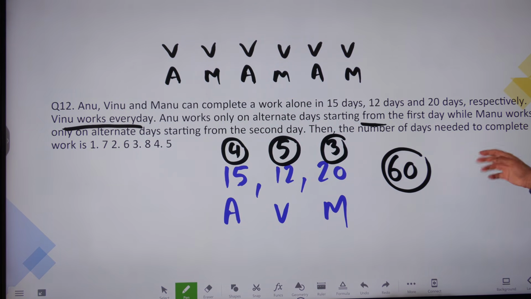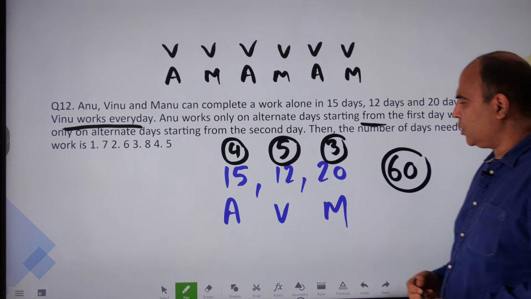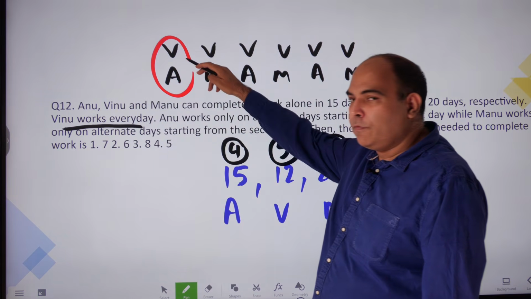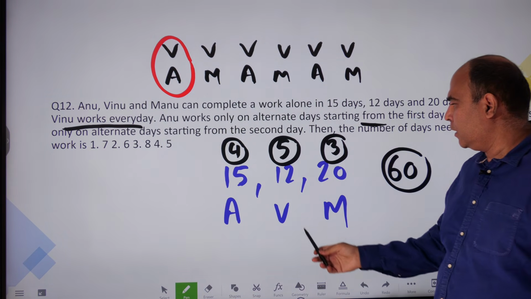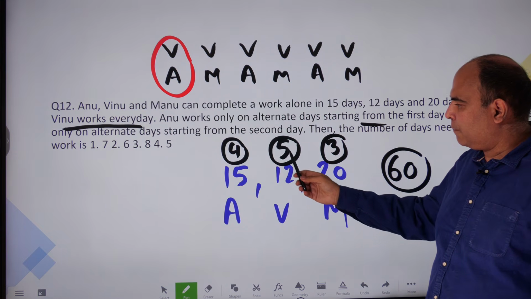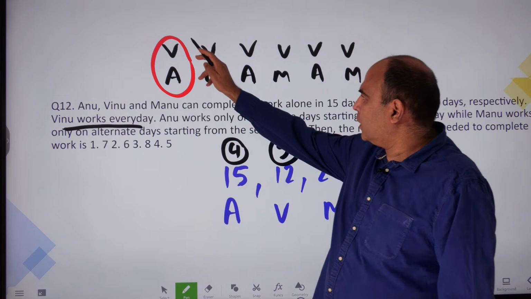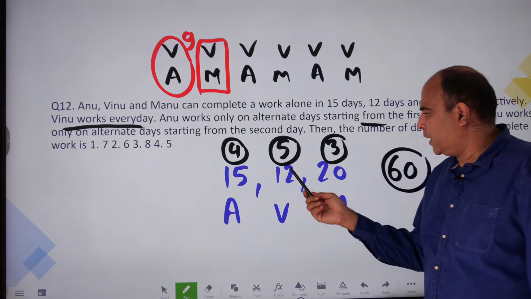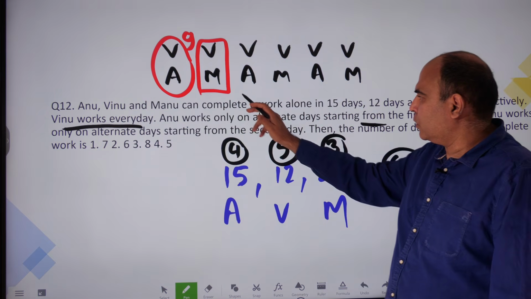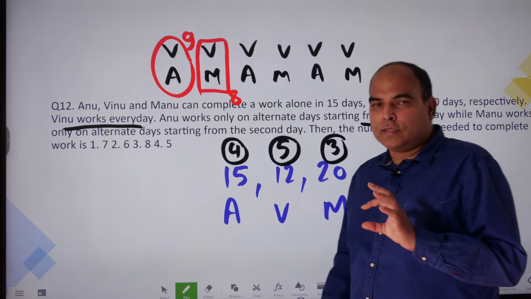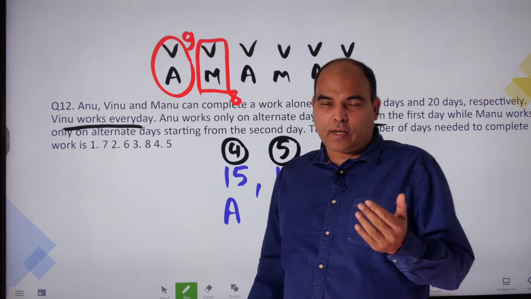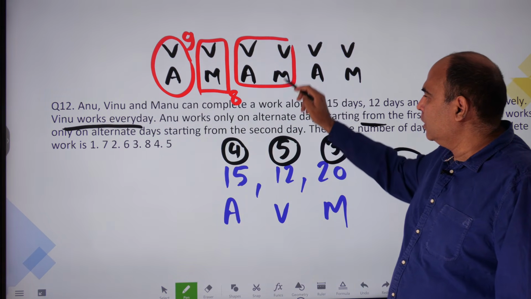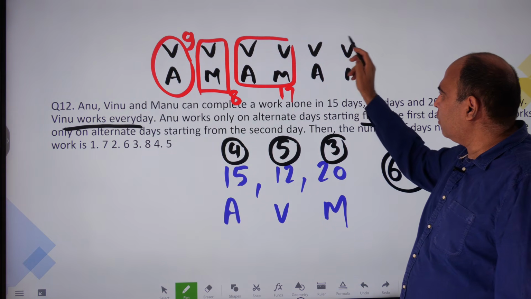Then the number of days needed to complete the work. So you have to basically divide the days into two kinds. Days on which Vinu and Anu are working, the work rate is 5 plus 4, 9 on those days. Days on which Vinu and Manu are working, the work rate is 5 plus 3, 8 on those days. So every 2 days, 17 units of work will get done in the context that the total work is 60. So every block of 2 days, 9 plus 8, 17 units of work will get done.